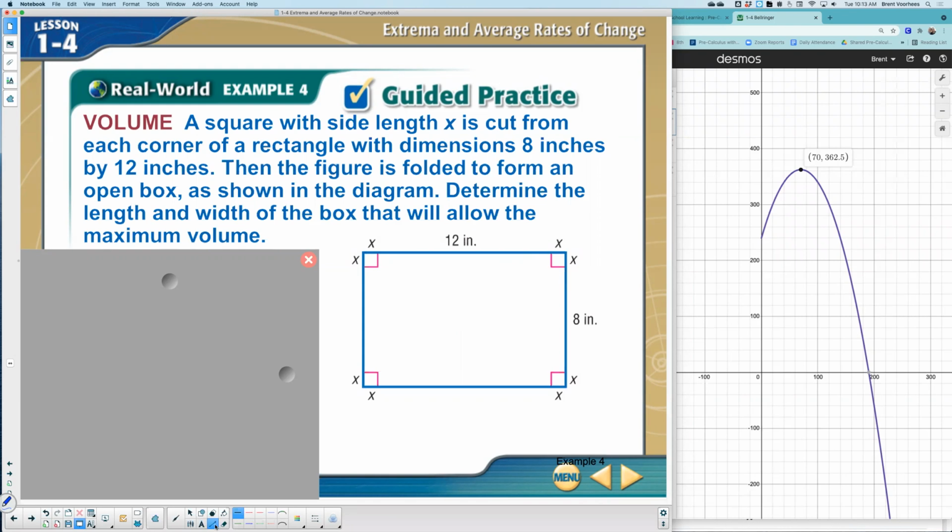So let me show you where it's folded. It's folded along basically this corner. And the black becomes the base of the box. These areas in between the black and the blue become the walls to form a volume of a box. That's the idea of this problem. So it says the figure is folded to form the open box as shown in this diagram. Determine the length and width of the box that allow the maximum volume.